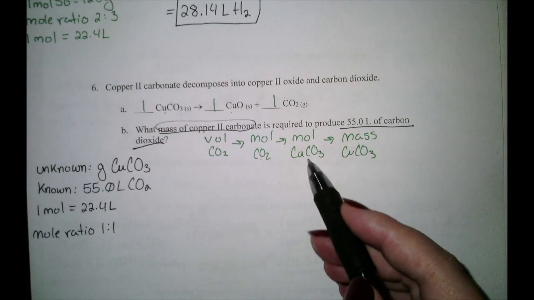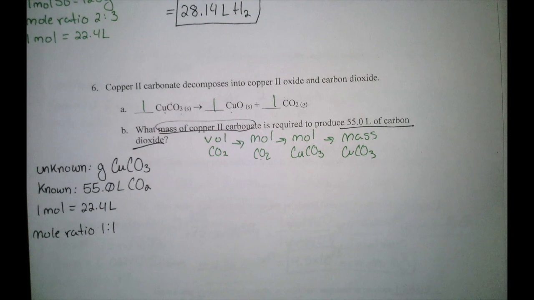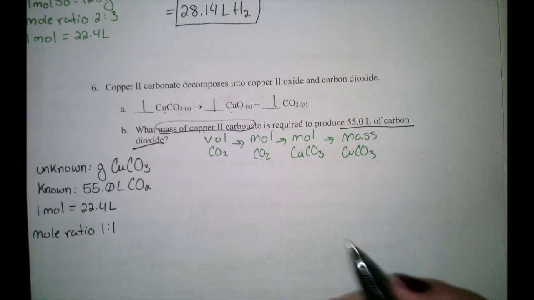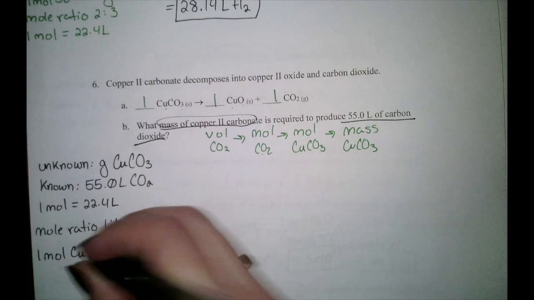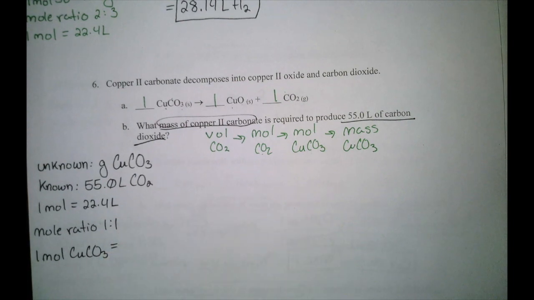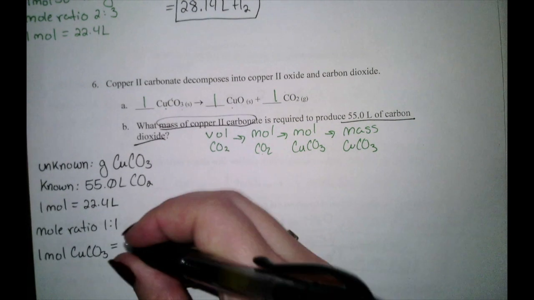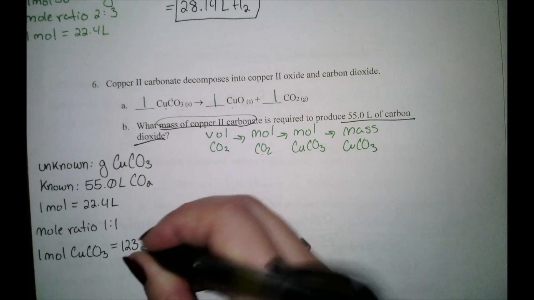And lastly, we need to convert from moles of copper 2 carbonate to mass. To convert from moles to mass, we need to use our molar mass. So we need to determine what the mass of 1 mole of copper 2 carbonate is. So that's just going to require us to add up the molar mass of copper, carbon, and 3 times the mass of oxygen. So if you look at your periodic table, copper has a molar mass of about 63.5 plus the molar mass of carbon, which is about 12.0, plus 3 times the mass of oxygen, which is about 16.0. That gives us a molar mass of 123.5 grams.